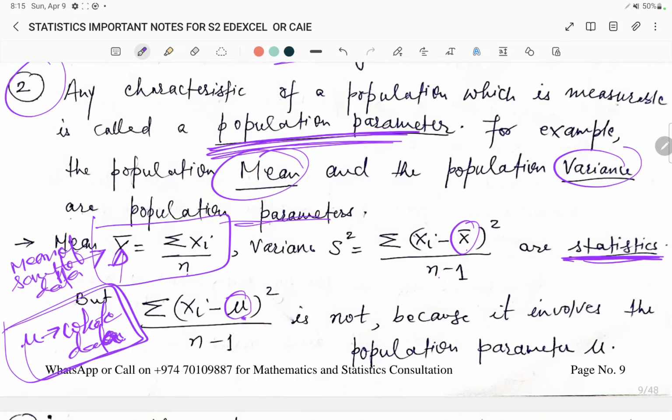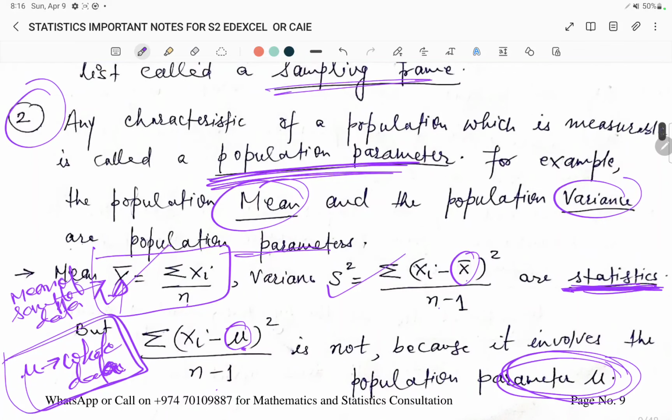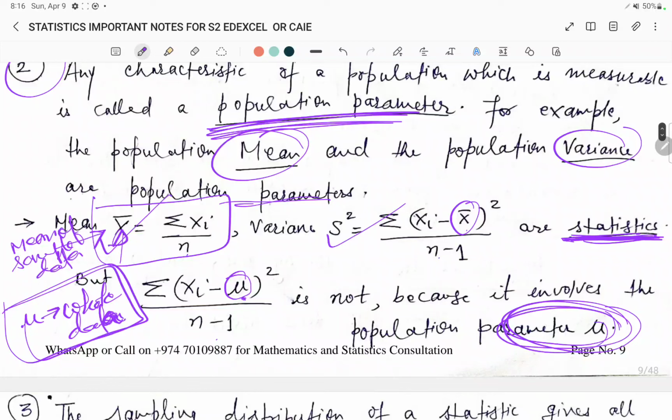So x i minus x bar whole square over n. Now this is a statistic. Why is this a statistic? Because this is the exact value of the mean for the sample. But x i minus mu whole square over n minus 1 is not, because it involves the population parameter mu. So this is not a statistic. This is a population parameter, that's mu.